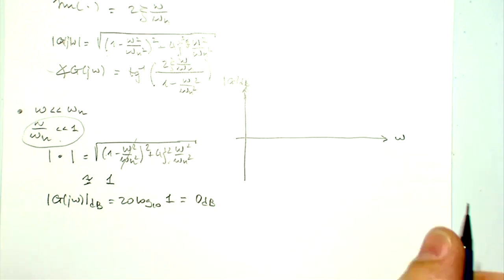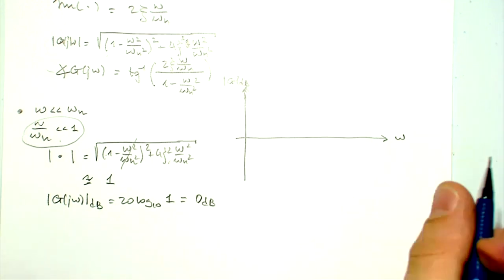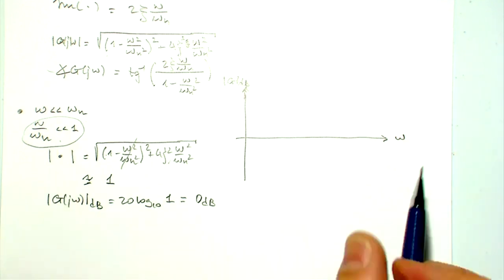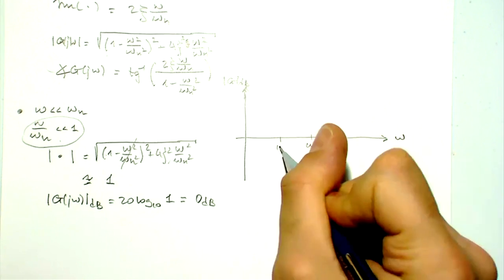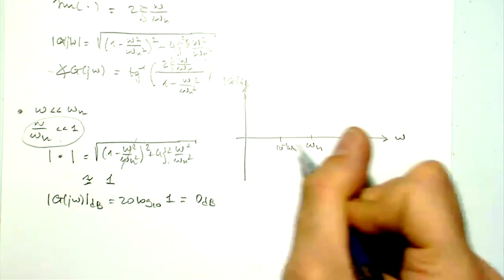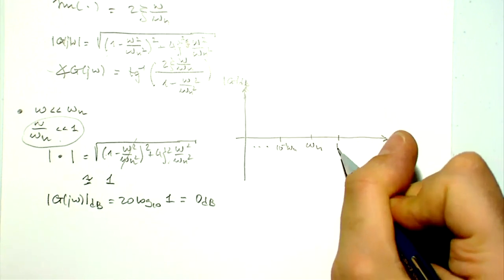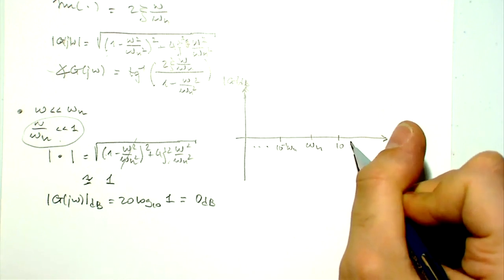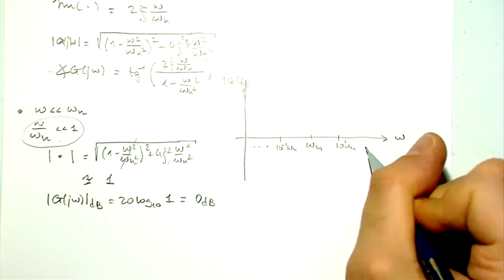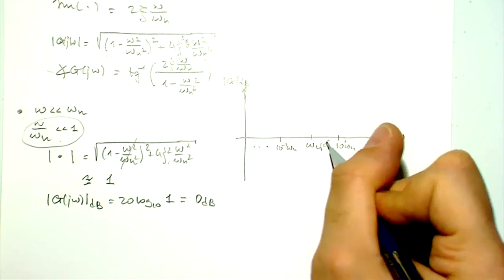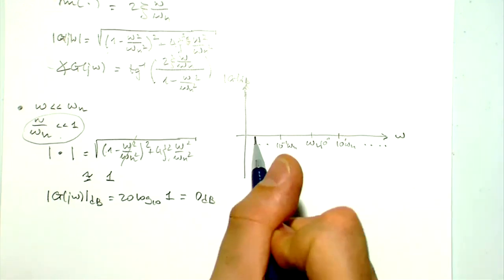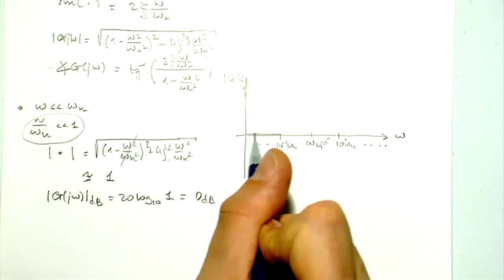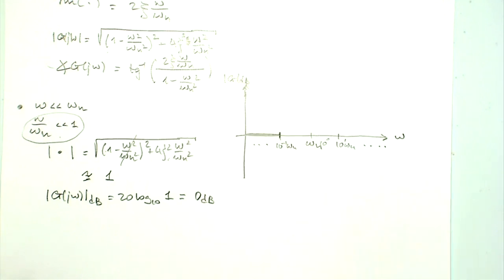Okay, so now let's express omega as a function of omega n. Let's say that this is omega n. This is 10 to the minus 1 omega n, and this is lower decades. This is 10 to the power 1 omega n, and upper decades, this is 10 to the 0, basically. And so what we're saying is that the magnitude is going to be 0 up to much smaller, a decade less than the natural frequency.